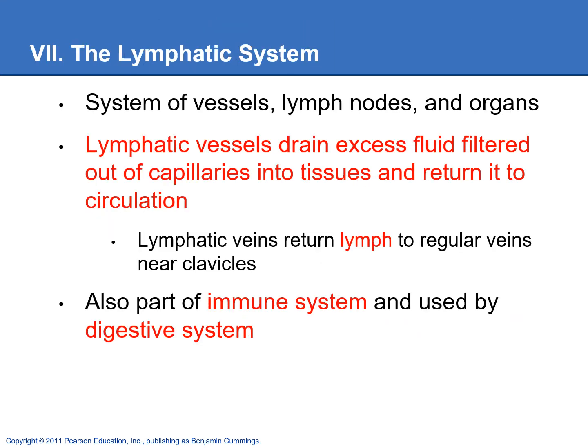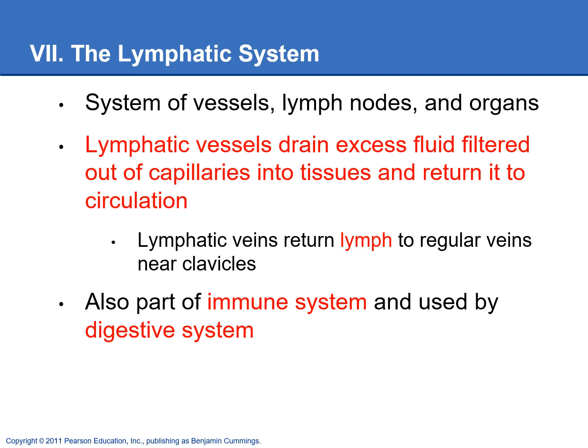The last thing to talk about is the lymphatic system. We're going to talk about this again when we get to the digestive system and immune system. We've got these lymphatic vessels that are used to drain the extra fluid from the tissues, and then they dump that back into the blood. The lymphatic system is also used by the immune system. A lot of our white blood cells will travel through the lymphatic vessels and hang out in places like the lymph nodes, spleen, and tonsils.